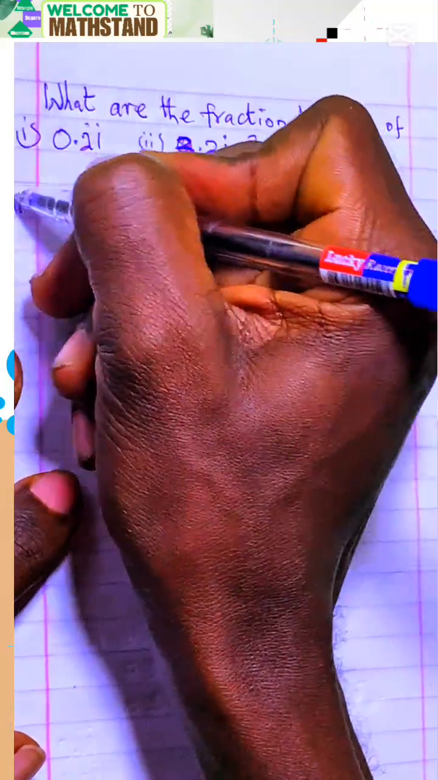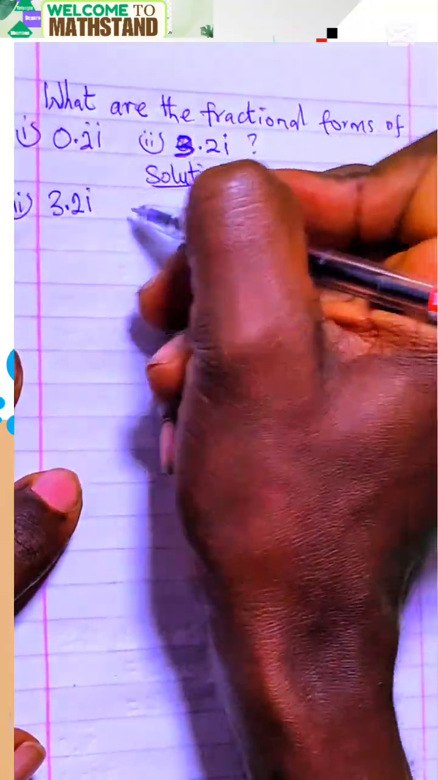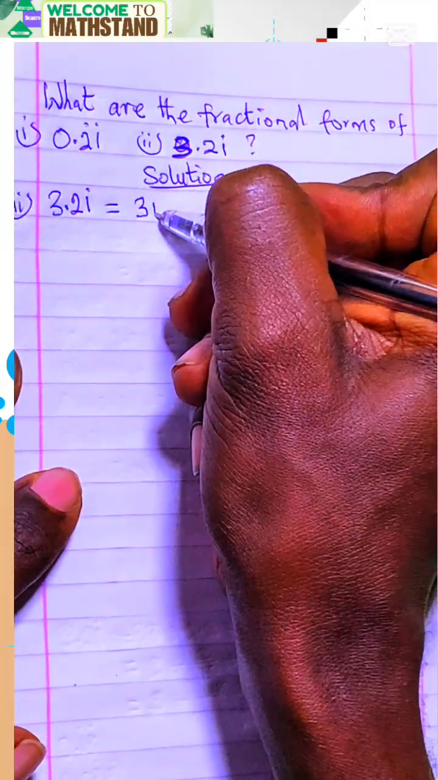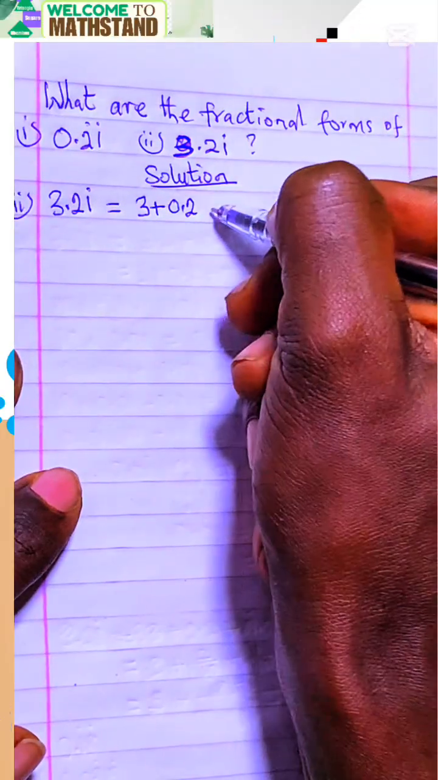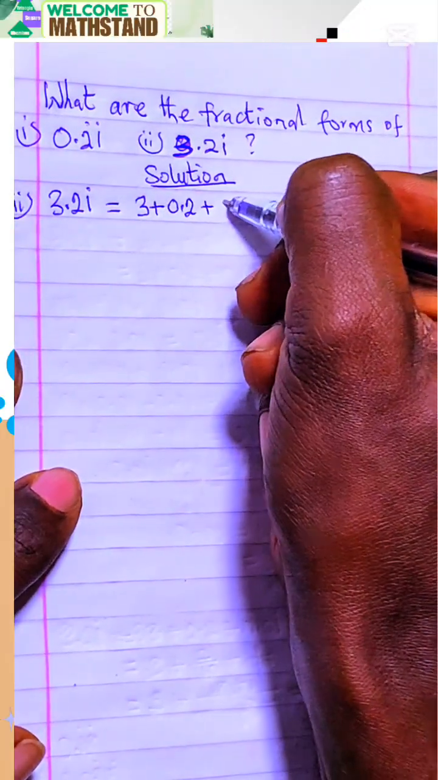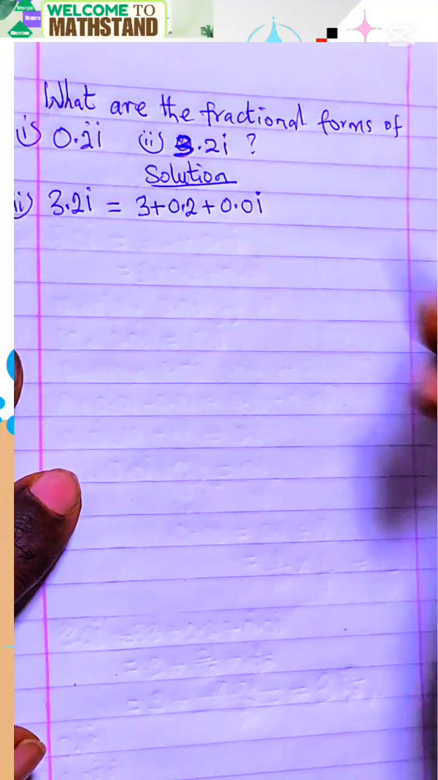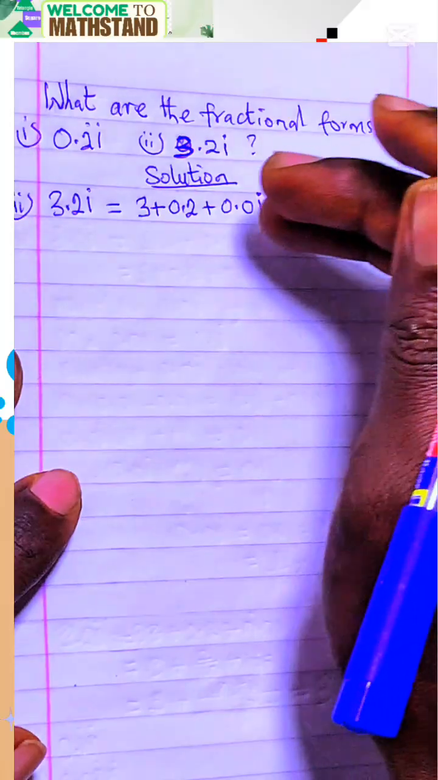So the equation is 3.21 recurring. This is the same thing as saying 3 plus 0.2. Let me just expand it, plus 0.01 with 1 recurring. So we are after this very one for the meantime.